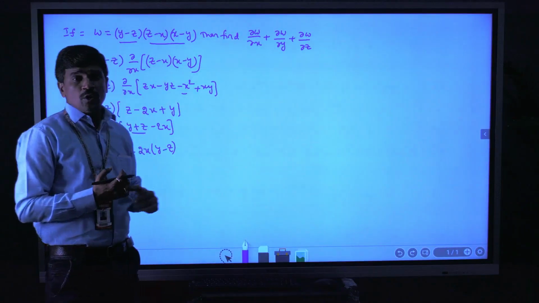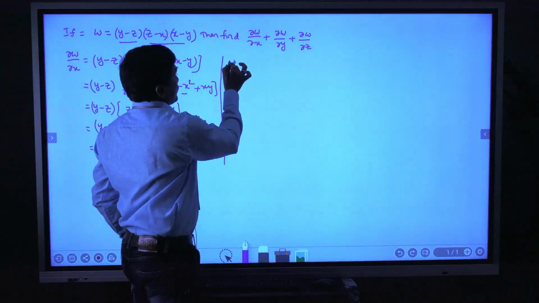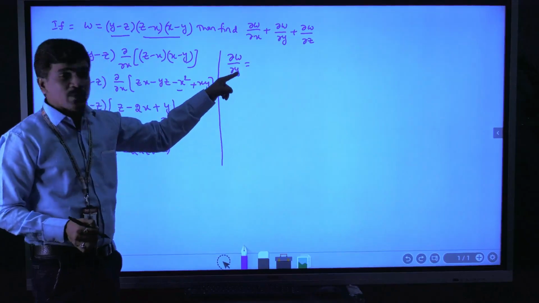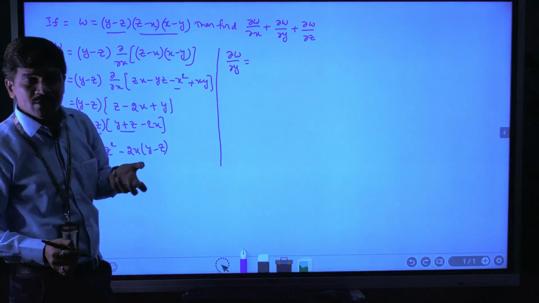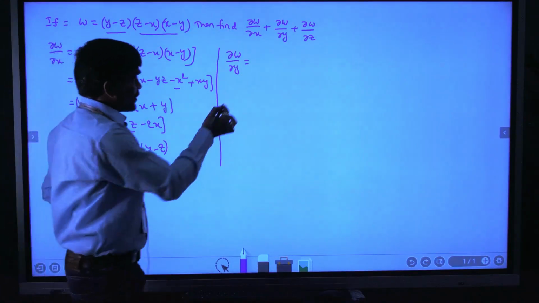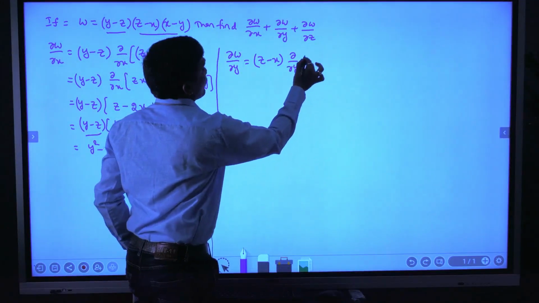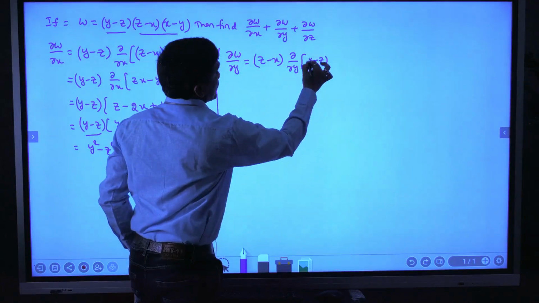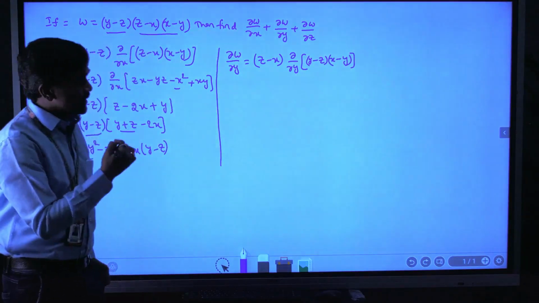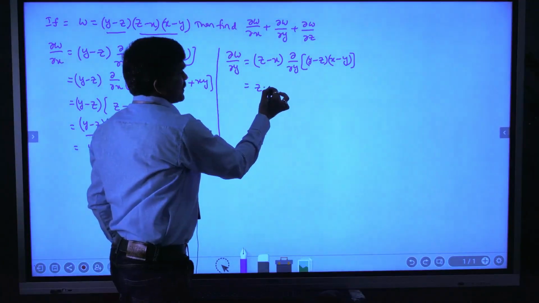Similarly, find ∂w/∂y. So what is ∂w/∂y? Again, w with respect to y: what is constant in this product? Here z − x is the constant, so write this: (z − x) times ∂/∂y of (y − z)(x − y). Here we have y, that's why we take the derivative with respect to y.